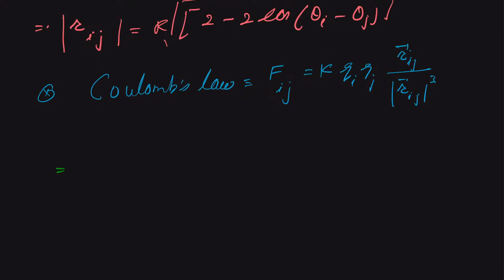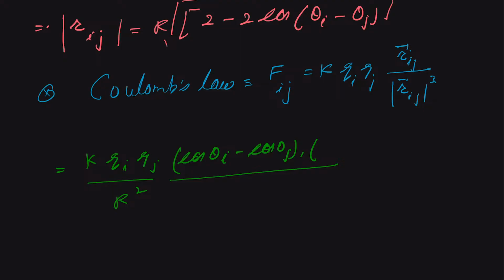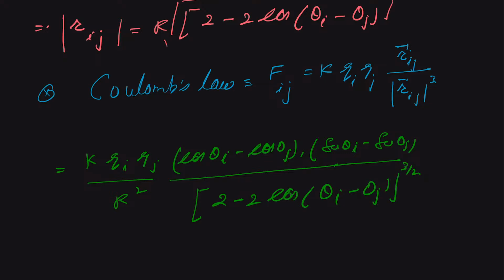So we get this as our K Qi Qj divided by R square, and in the numerator we are going to get cos of theta i minus cos of theta j, comma, sine of theta i minus sine of theta j, and in the denominator we already know the magnitude, and that comes as 2 minus 2 cos of theta i minus theta j, and this will be raised to the power 3 by 2.